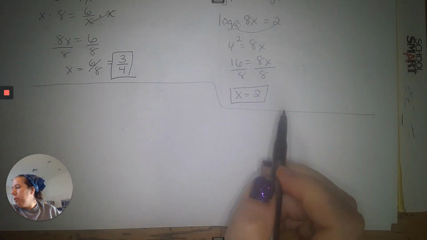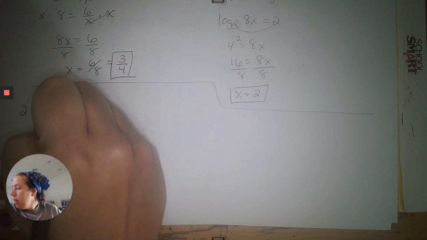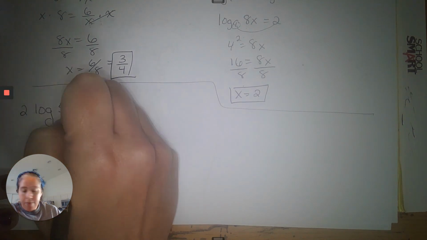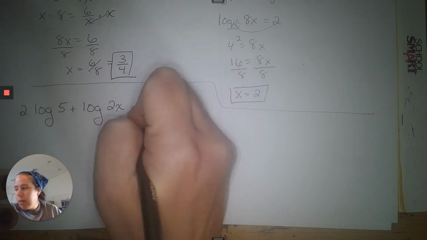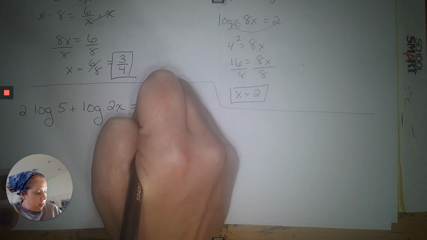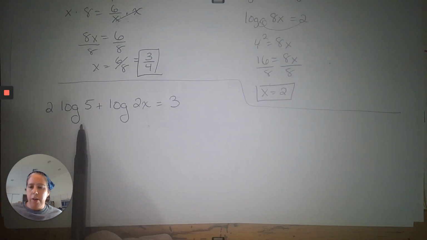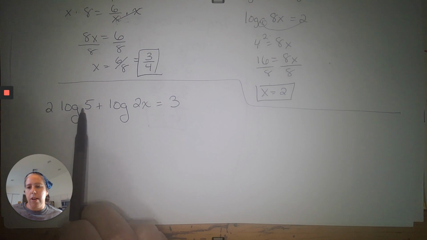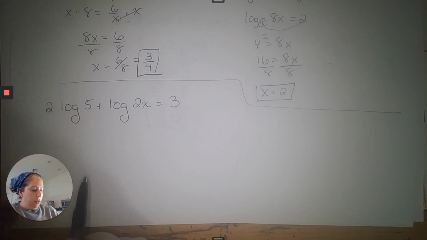All right, so I'm going to give you one. I want you guys to try this. So 2 log 5 plus log of 2x equals 3. All right, before you get too far and you go off on your own and you hit pause, guys, remember there's no base here. Okay, so if there's no base, remember that's going to be a 10. Okay, all right, so hit pause, give it a try if you want. If you don't, well, too bad.